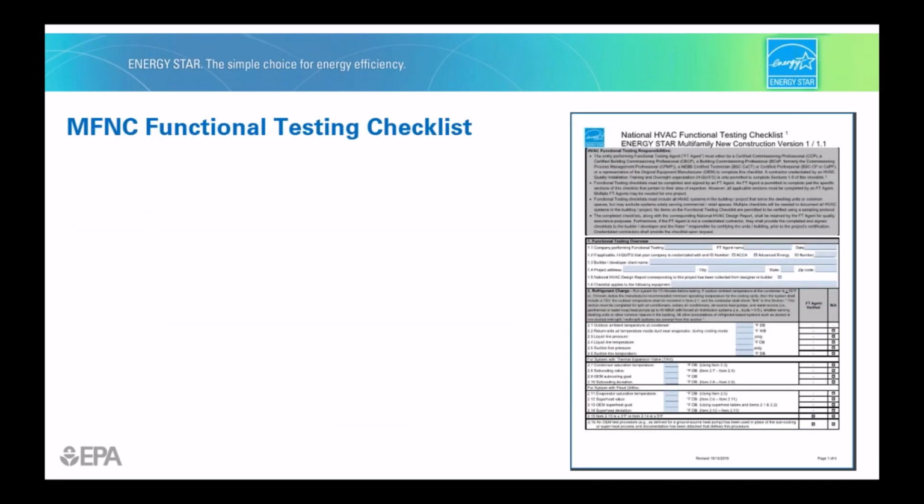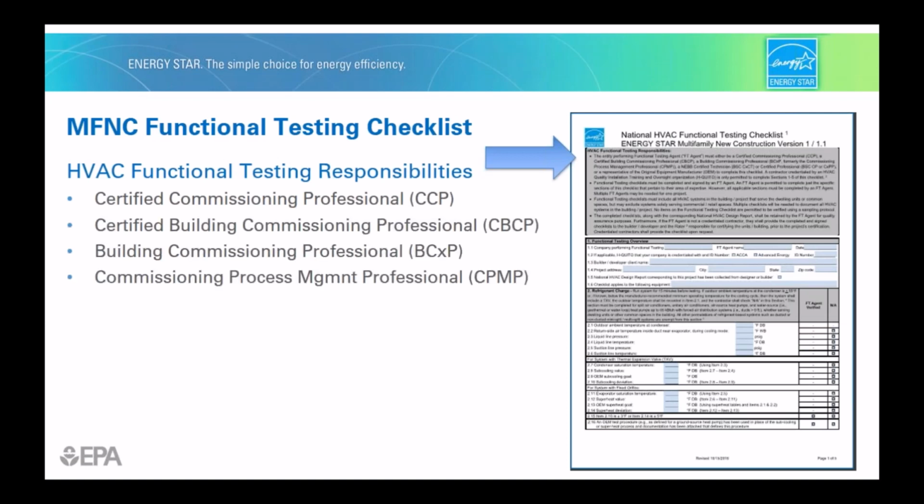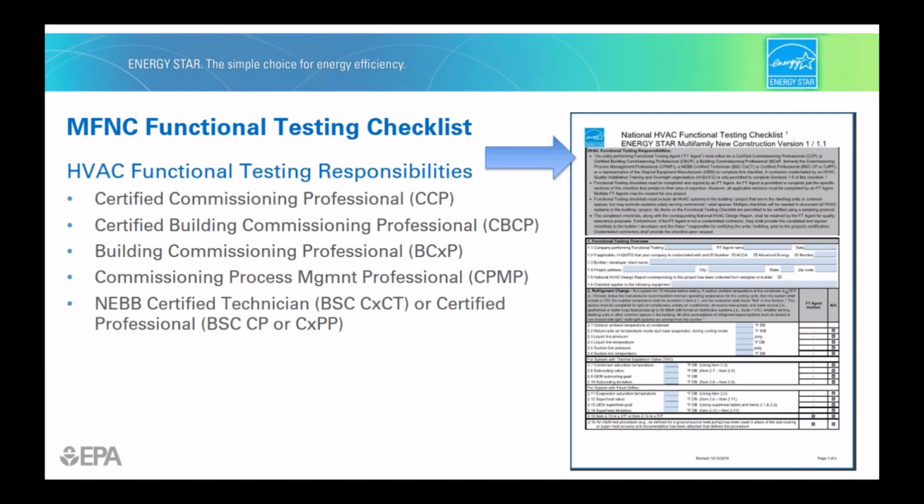The HVAC Functional Testing Checklist is a 5-page document with 9 sections and 7 important footnotes located on the last page. Let's first review the contents of the gray box at the top of page 1, which says HVAC Functional Testing Responsibilities. The first bullet in that section provides a list of approved credentials. In order to complete the checklist or sections of the checklist, the functional testing agent, or FT agent, must have at least one of these credentials.